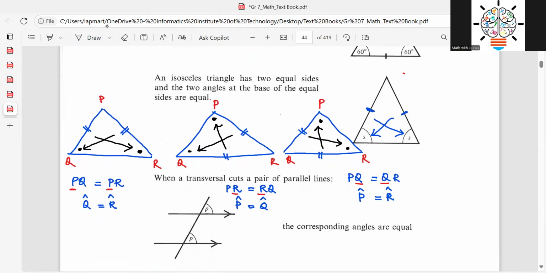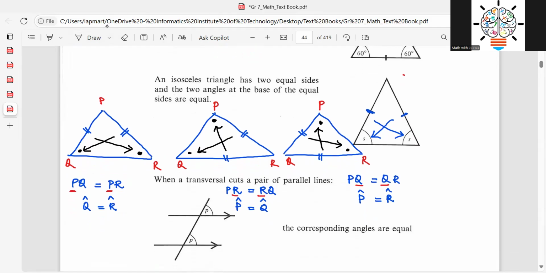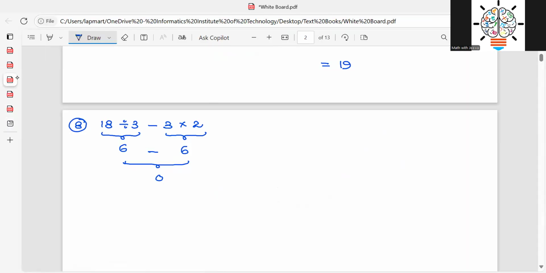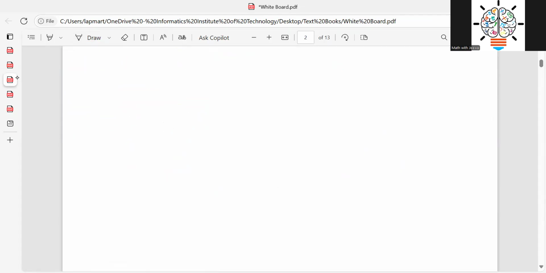Then I am moving on. So you can take time and try to understand, pause the video, draw this nicely, and then you can understand how it works. Then I'm going to move to another topic, that is parallel lines.